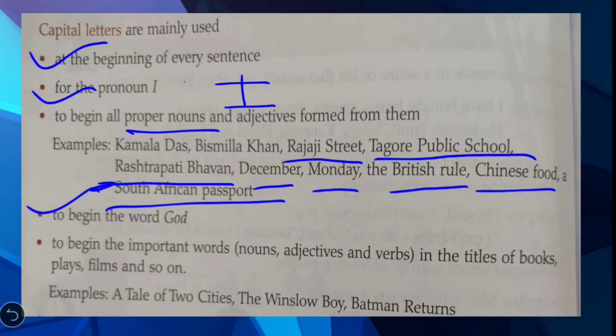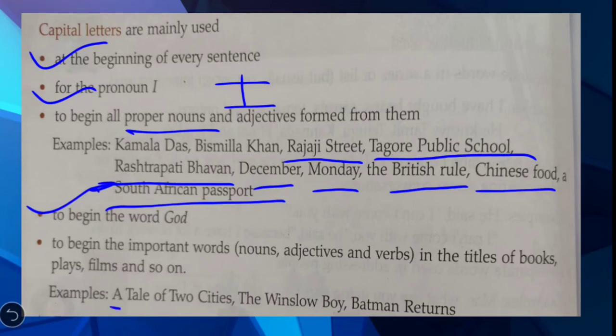To begin the important words, nouns, adjectives and verbs, in the titles of books, plays, films and so on. Yes, a very important title you are making, so the first letter must be capital. Grammar Gate, G is always capital, Gate is always capital in your textbook. The Grammar Gate, T is capital. Marigold is the name of a book, M is capital. You can look now, turn your book and look at the front page. Here T in The is capital, G in Grammar capital, Gate, G capital. Yes, students?